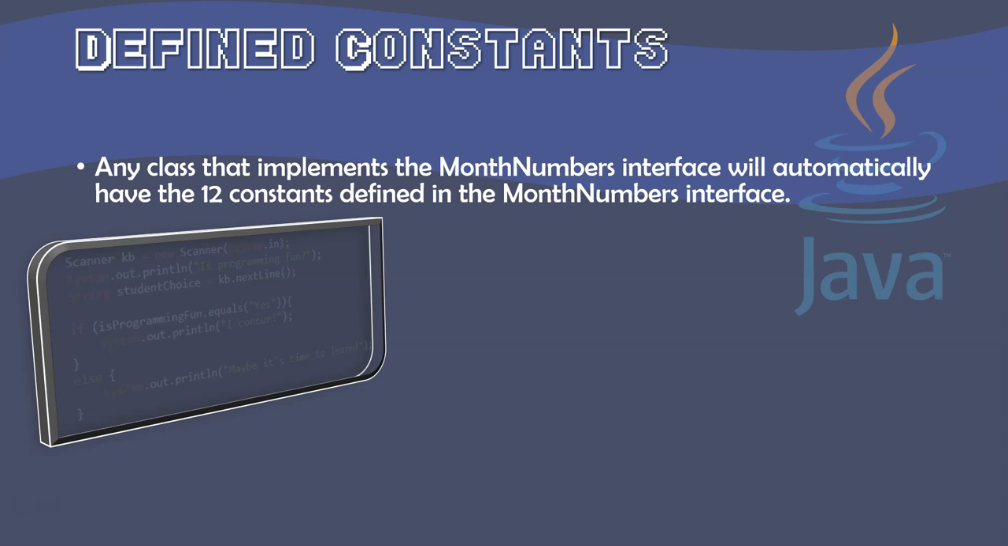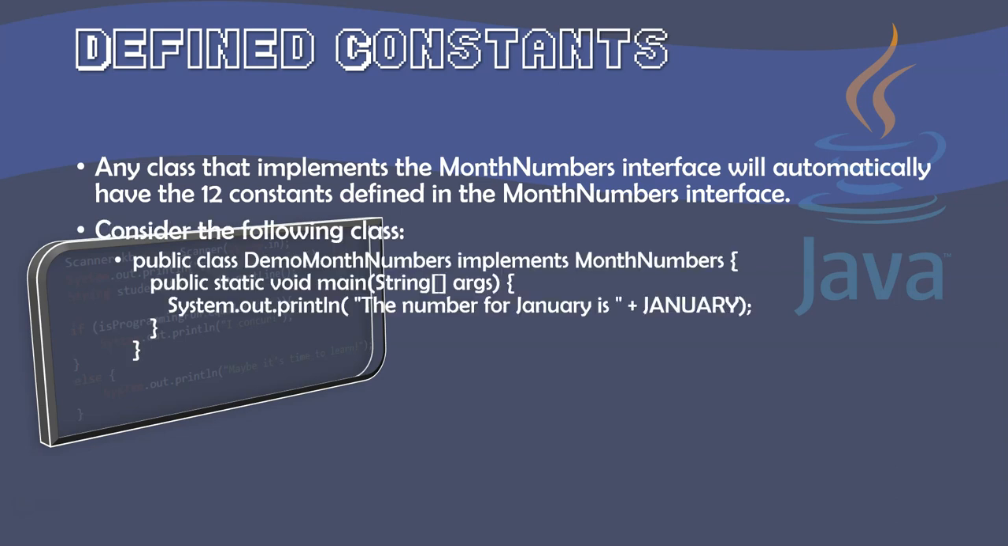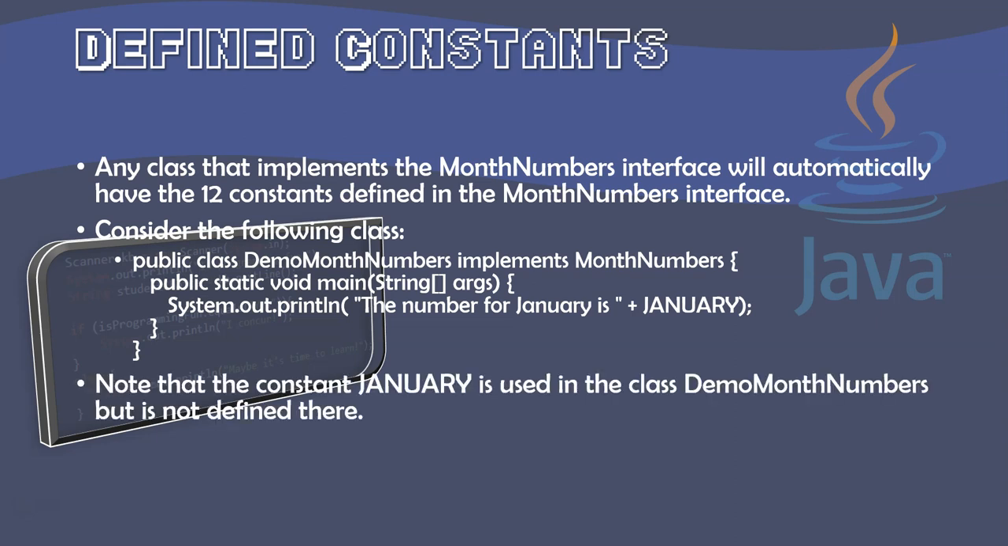Now, any class that implements the MonthNumbers interface will automatically have those 12 constants defined in the interface. So if we look at this class here, public class DemoMonthNumbers implements MonthNumbers, public static void main(String[] args), System.out.println("The number for January is" + JANUARY). You'll note that the constant JANUARY is used in the class DemoMonthNumbers, but it's not defined there. Because again, where is that defined? It's defined in the interface.